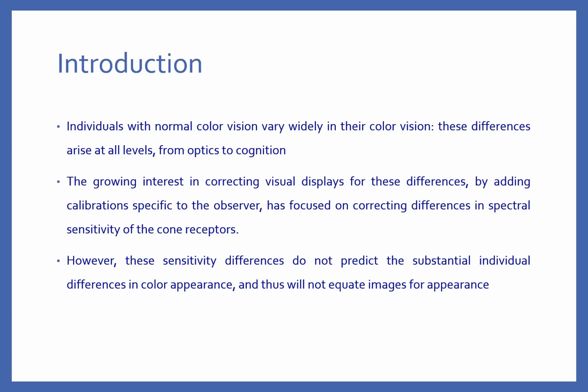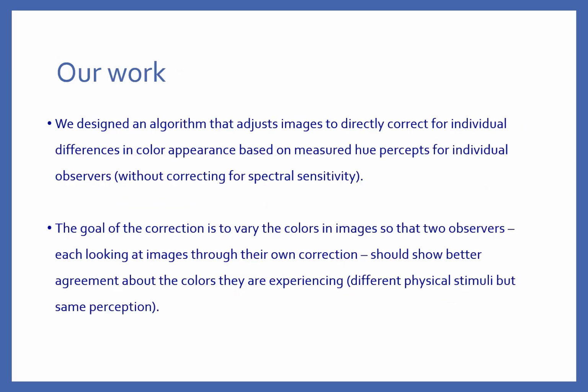The growing interest in correcting visual displays for these differences, especially through monitor calibration, has focused on correcting differences in spectral sensitivities, focusing more on the cone receptors variability. However, these sensitivity differences do not predict the substantial individual differences in color appearance, so they don't equate images for appearance. In our work, we design algorithms that adjust images to directly correct for individual differences in color appearance based on the measurement of hue percepts of real observers, so without correcting for spectral sensitivity.